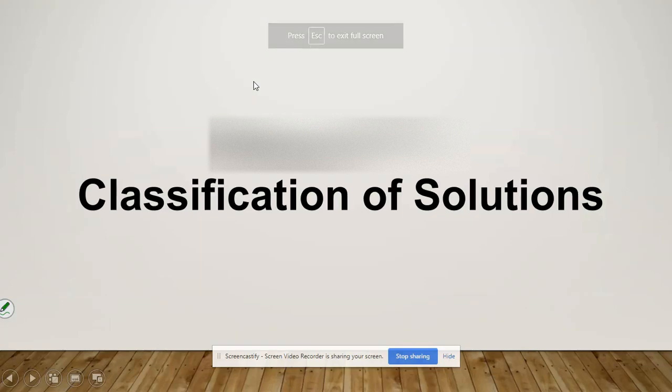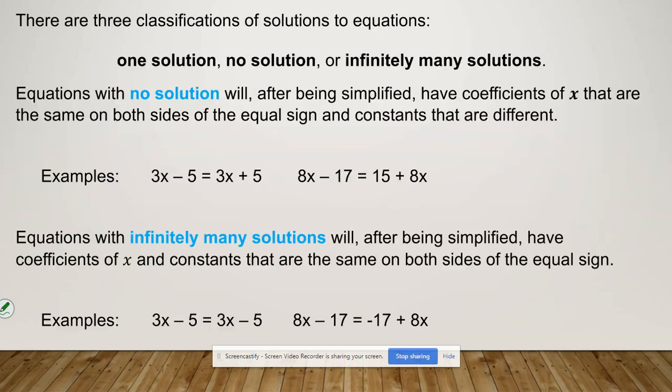Okay, so today we're going to be looking at classifications of solutions. So far you've seen that there's only one solution to each equation, but that's not really true. There are times when you're going to see that there are multiple solutions or no solution to an equation. So let's check it out. There are three classifications of solutions to equations: one solution, no solution, or infinitely many solutions.